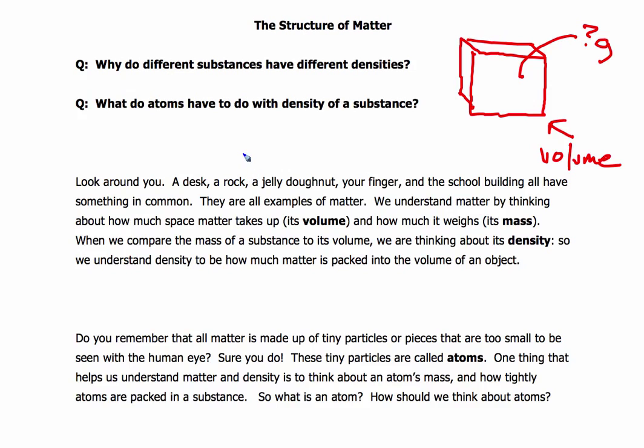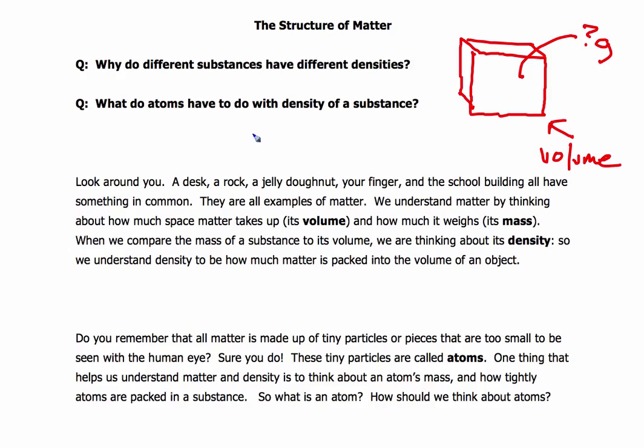So as we're starting to think about matter, here are some questions that we need to think about. Why do different substances have different densities? And we've seen this in the PhET lab. We didn't talk about what the substances were, but the boxes all had different densities. And then, what do atoms have to do with the density of a substance? As we begin to study the structure of matter and atoms, we're actually thinking about density. It really is all about density.